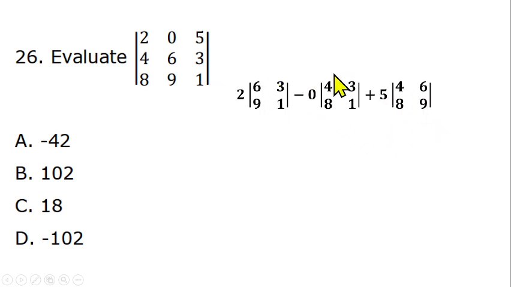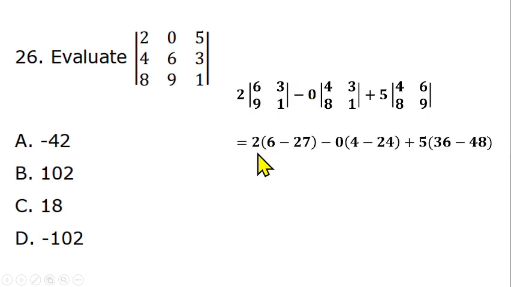Now you're having a 2 by 2 matrix here, so you can simplify that further. You have to find the determinant of this, determinant of this, determinant of this as well. And this you do by cross multiplying and you subtract. So you have 2 into 6 times 1 is 6. Then minus 9 times 3 is 27. Then minus 0 into 4 times 1 is 4. Minus 8 times 3 is minus 24. Plus 5 into 4 times 9 is 36. Minus 8 times 6 is 48.